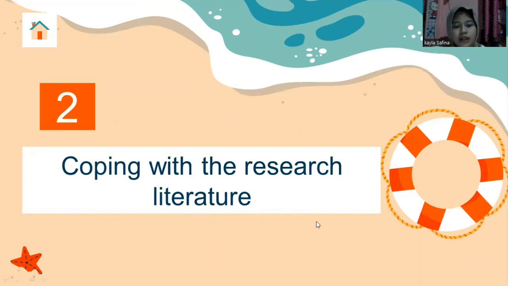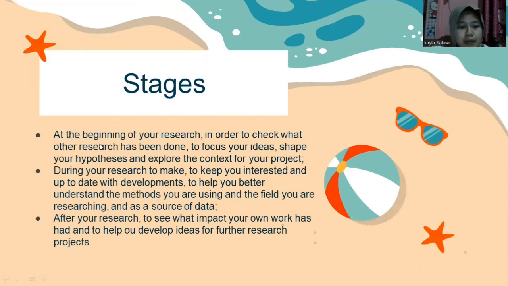2. Coping with the research literature. Stages. At the beginning of your research, read in order to check what other research has been done, to focus your ideas, shape your hypothesis, and explore the context for your project. During your research, read to keep you interested and up to date with developments, to help you better understand the methods you are using and the field you are researching, and as a source of data. After your research, read to see what impact your own work has had and to help you develop ideas for further research projects.